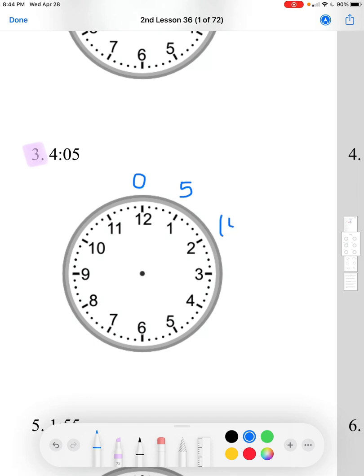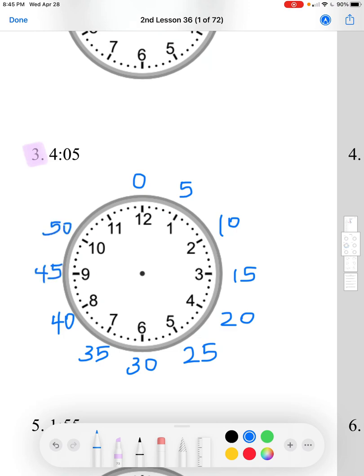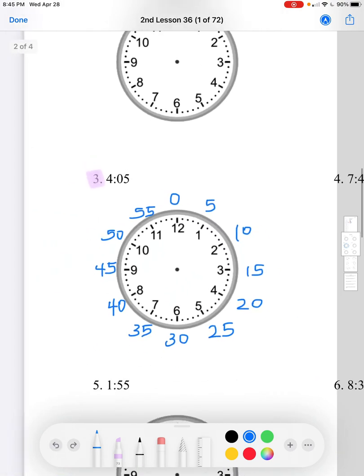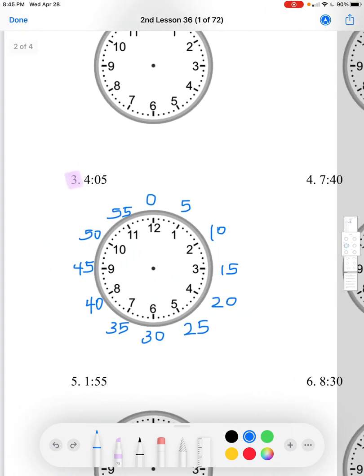5 plus 5 equals 10. 10 plus 5 equals 15. 15 plus 5 equals 20. 20 plus 5 equals 25. 30, 35, 40, 45, 50, 55. So basically, if this is 5, this is 4, 3, 2, 1, 0. That's how the minutes work on the clock.